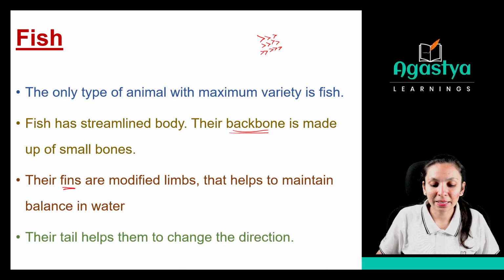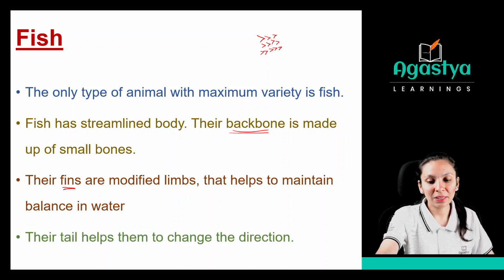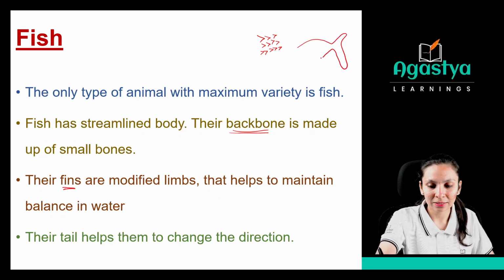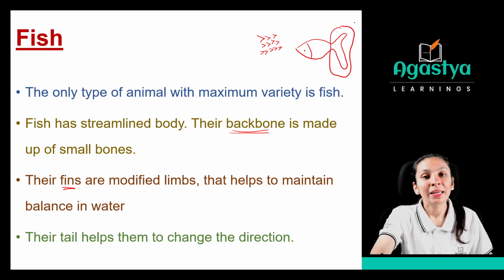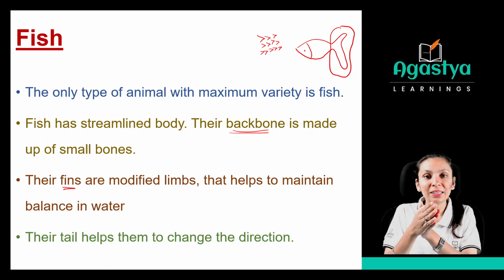That tail helps them to change the direction. As we have seen in the fish, they have a tail-like structure like this, no? So this tail will help them. That is one kind of fin only. It will allow the change in the direction.